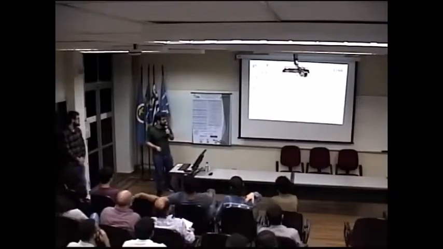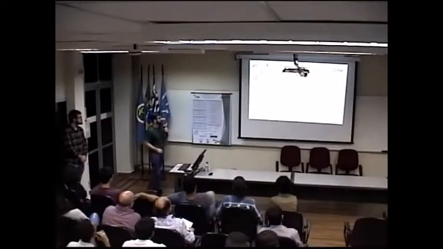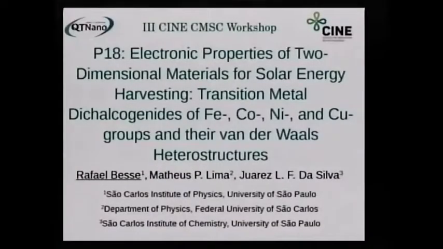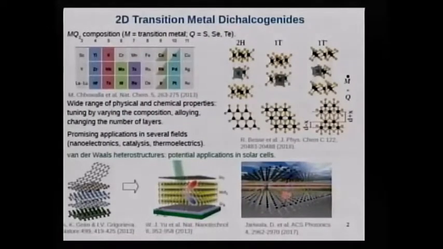Good afternoon, everyone. So I'm going to present my work on the electronic properties of two-dimensional transition metal dichalcogenides from the iron, cobalt, nickel, and copper groups and their van der Waals heterostructures. So just a brief introduction.